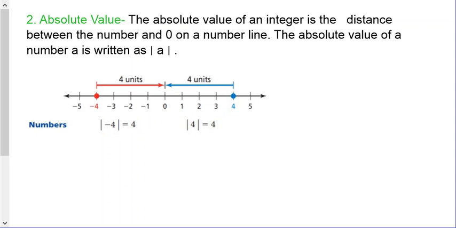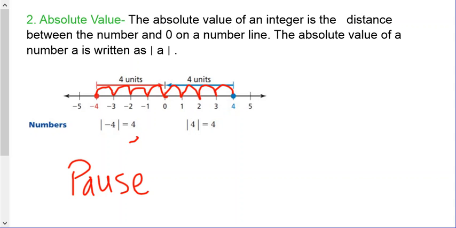If we look on the number line, starting with -4, the absolute value of -4 is 1, 2, 3, 4 numbers from 0. So the absolute value of -4 is 4. How about +4? If we look at +4 on the number line, it is 1, 2, 3, 4 numbers from 0, so the absolute value of +4 is 4. All right, let's go ahead and pause here. Make sure you get this definition and example down in your notes.